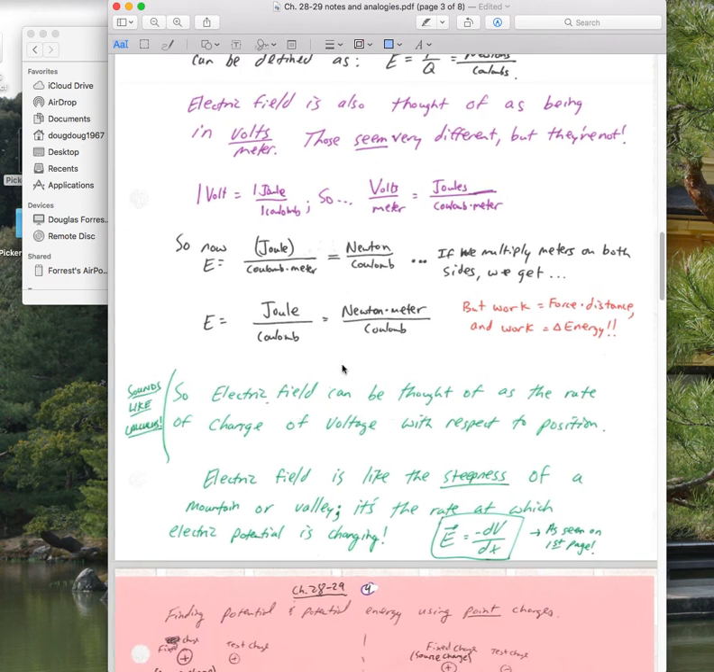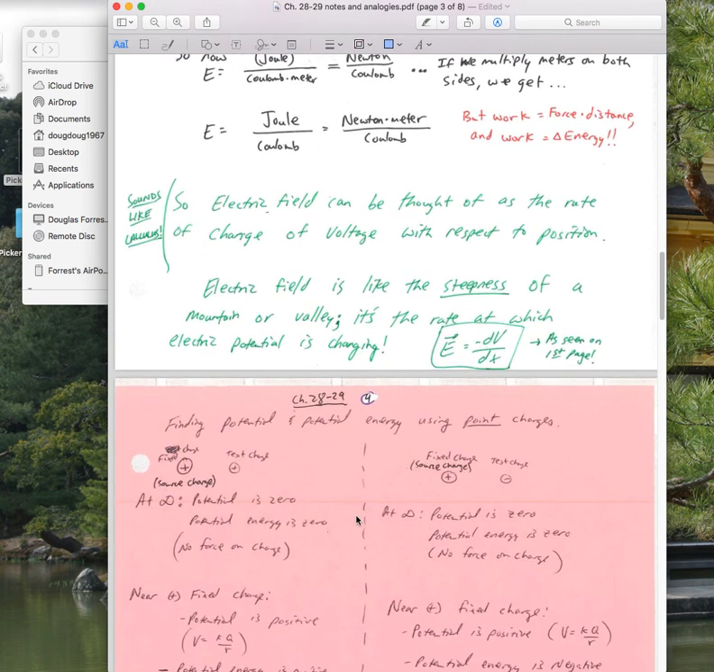So electric field can be thought of as a rate of change of voltage with respect to position. That should sound like calculus. So electric field is like the steepness of a mountain or valley. I just talked about that a little bit earlier, and we saw this on the first page. So this joule per coulomb meter, by the way, that I was a little confused about, came from looking at something like this, volts over distance. That's where that comes from.